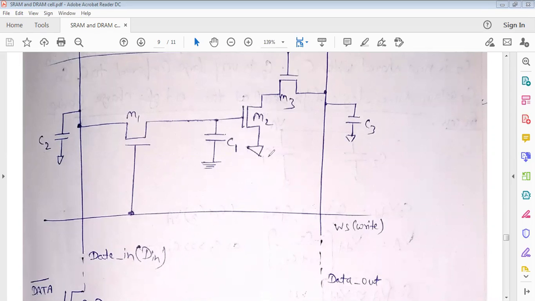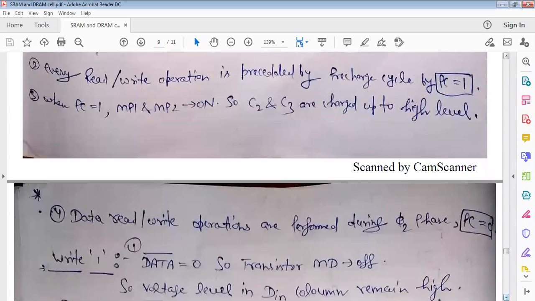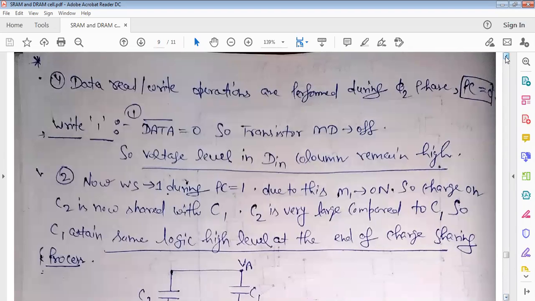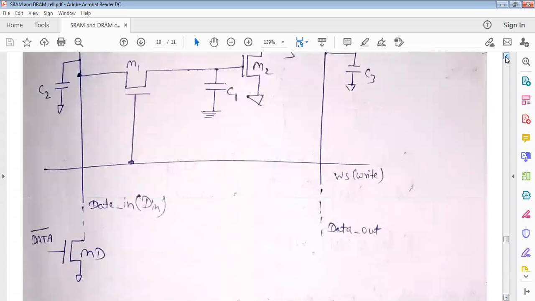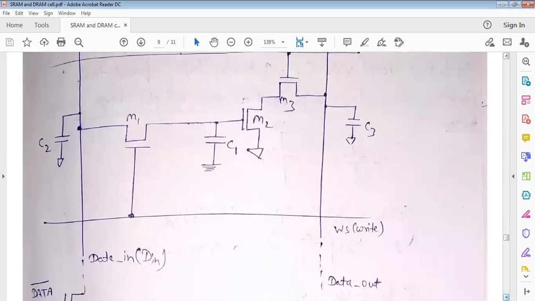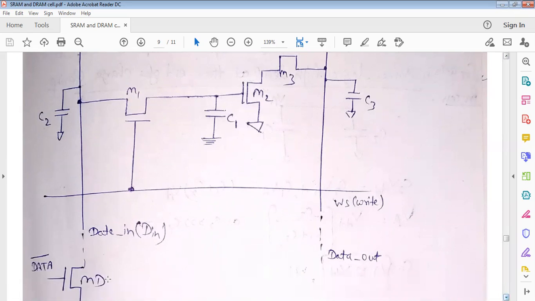Okay, so here you can see that data will be 0. So if data is 0 and inverted data is 0, what will happen? This MD transistor will be off because this is 0. So here is the disconnection that is formed.